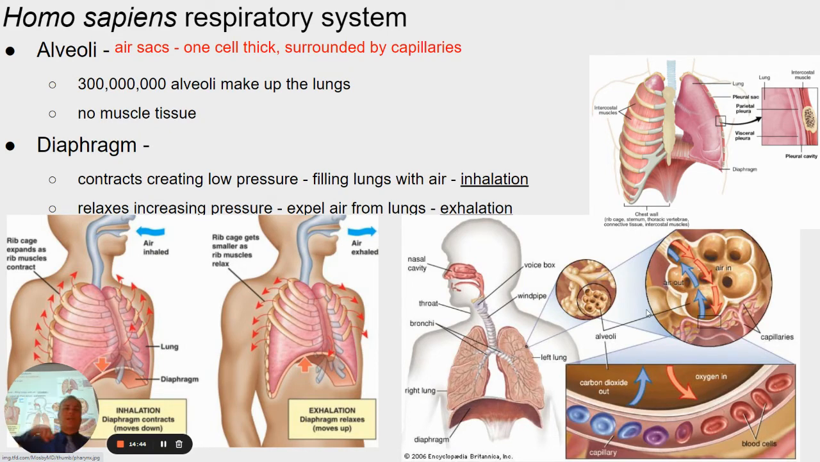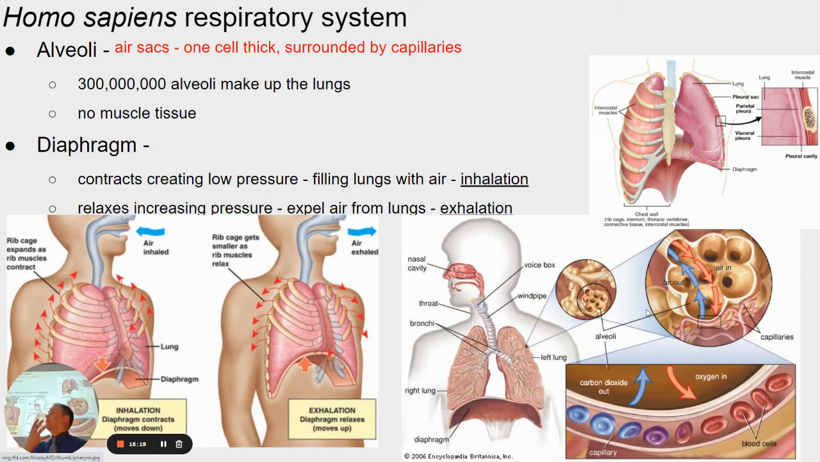So this little cluster of grapes are the alveoli. There's hundreds of thousands of them in your lungs. And every time you inhale, these tiny little grape clusters inflate with air. They're really, really thin. They're only a single cell thick. And surrounding each of them are blood vessels, capillaries, which can actually absorb the oxygen and give it to the rest of our body.